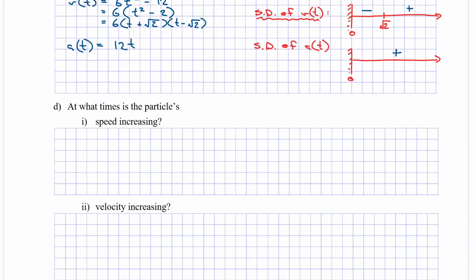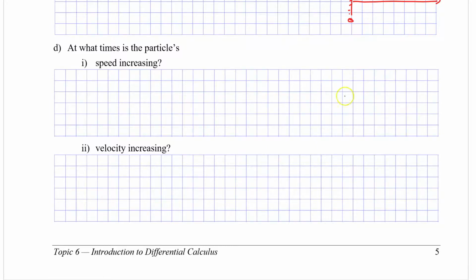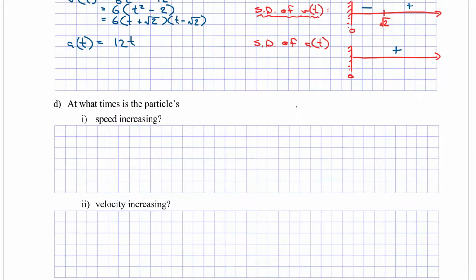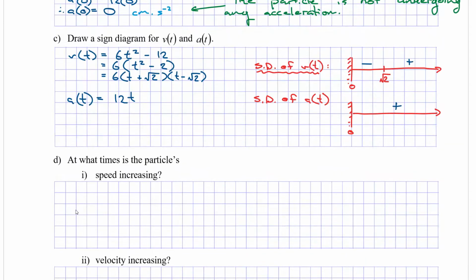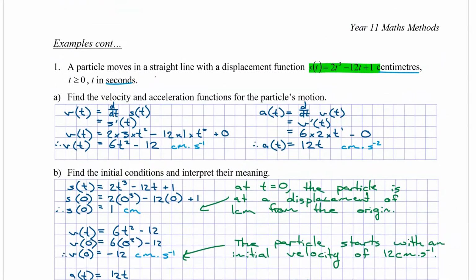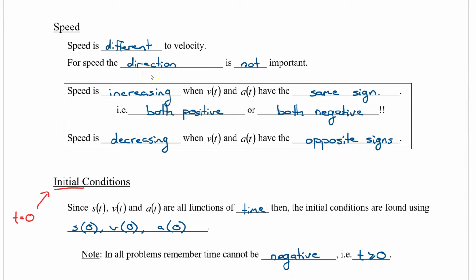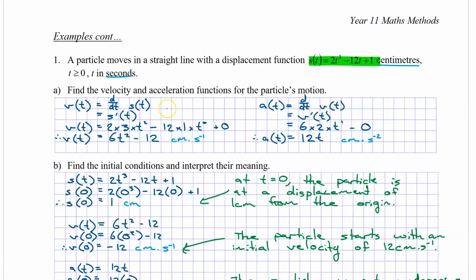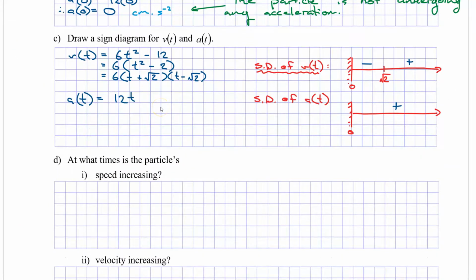Alright, moving down. We're looking at the analysis of the results we saw up above. So again, at what times is the particle's speed increasing? Well, for this particular question, we have to look at the sign diagram. Speed is increasing when v of t and a of t have the same sign. So what we need to do is look at the sign diagrams and look at when the signs are positive or the same. In this case, the acceleration is always positive, but it's when the velocity is also positive.